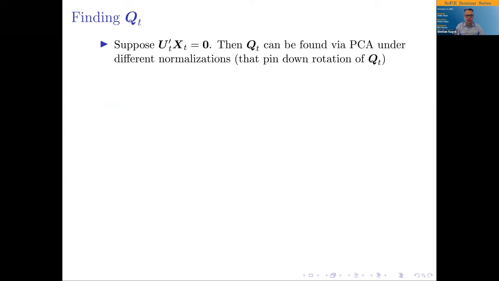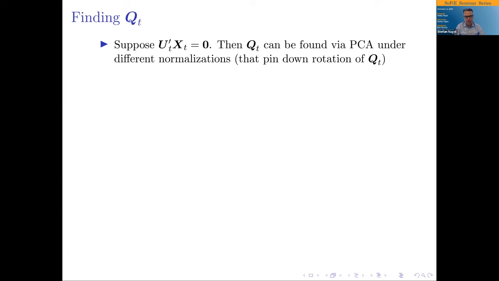And the question then is, of course, in practice, how can one find that Q? To actually be able to do that dimensional reduction empirically. Finding that linear combination of characteristics that you want to use when you construct these factors. And so it turns out that one can easily find that Q by using principal components analysis, and different methods that people have used actually correspond to different normalizations that pin down certain rotations of Q.